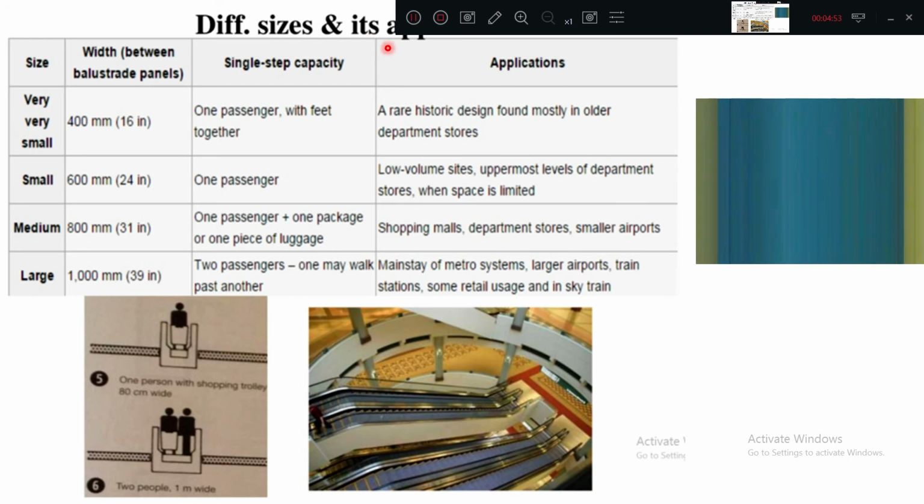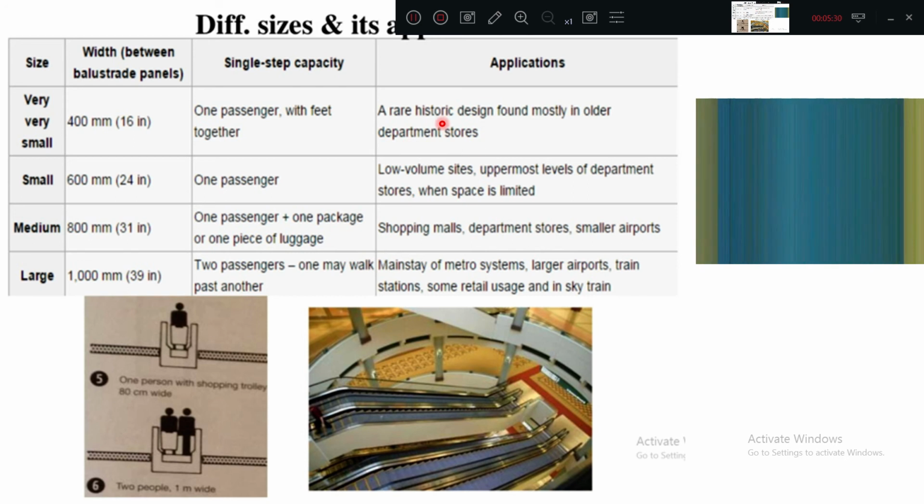Different sizes and applications. You can see the classification: very small, medium, large. These are the widths, the space between the balustrades. One and two balustrades are there, so this gap is generally called the width. We have 400, 600, 800, 1000 mm. Here, what is the capacity? One passenger with feet closed. Here, one passenger can stand easily, relaxedly. One passenger plus one package. Here, two passengers. Like that, the capacity varies.